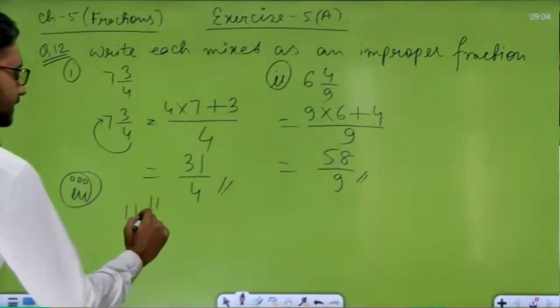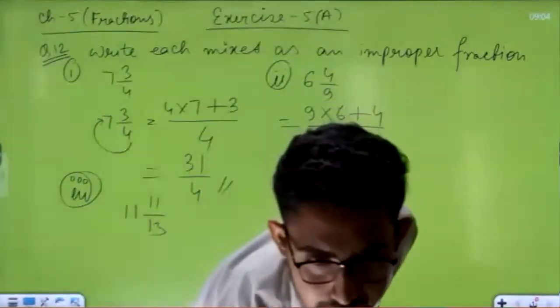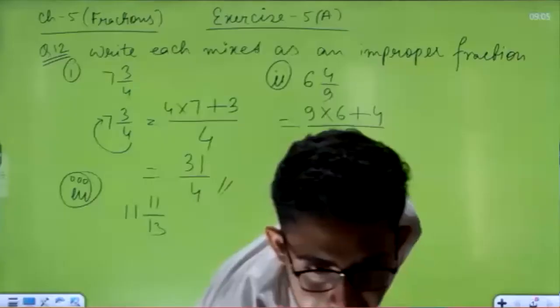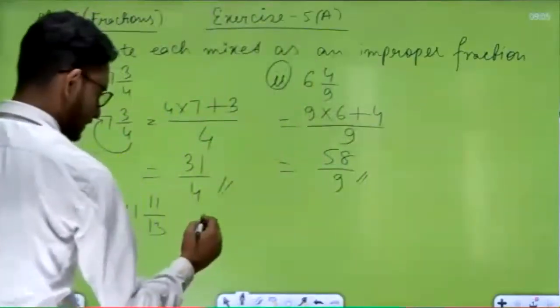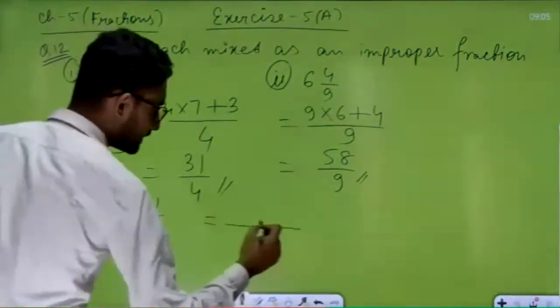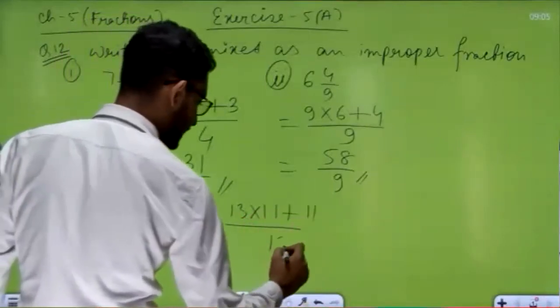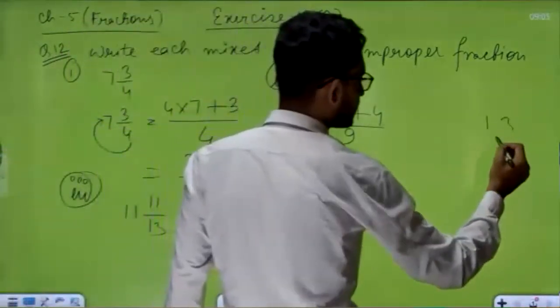11 and 11 upon 13. Okay, 11 and 11 upon 13. Tell me the answer fast. Okay, first of all, 13 into 11. We have to multiply 13 into 11 plus 11 upon 13. Let's see what is the multiplication of 13 into 11.